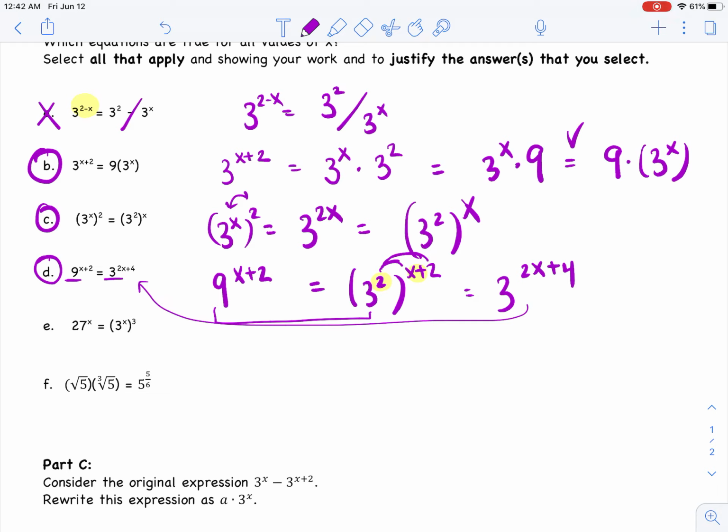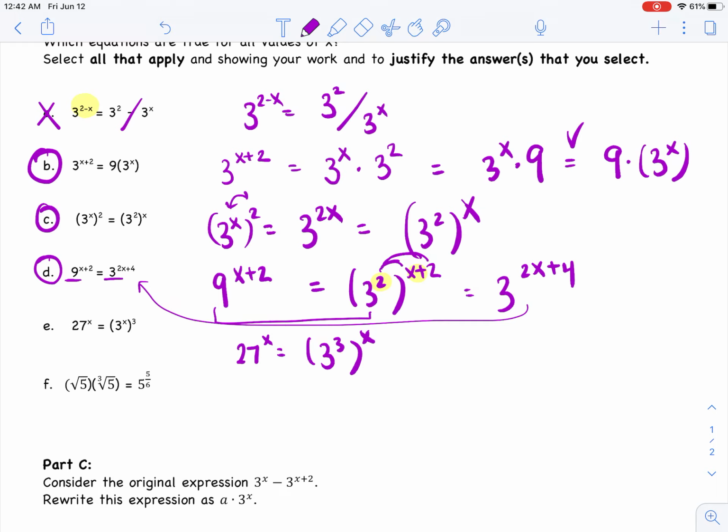And guys, look at this. 27 to the x power. Is that same as 3 to the x power cubed? Let's see. 27. What's 27, guys? 27 is 3 cubed, right? So 3 cubed to the x power.